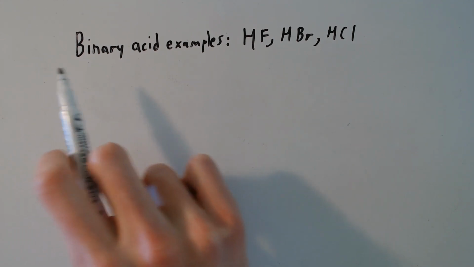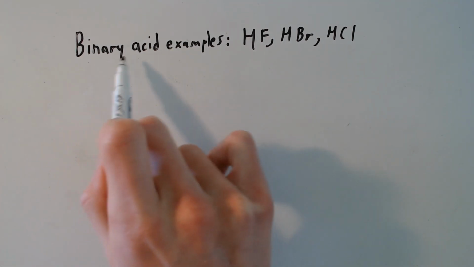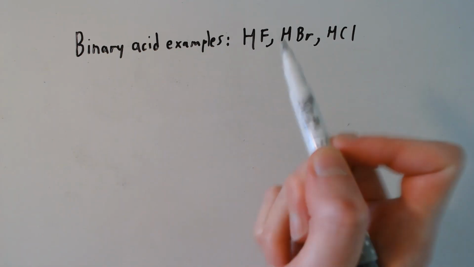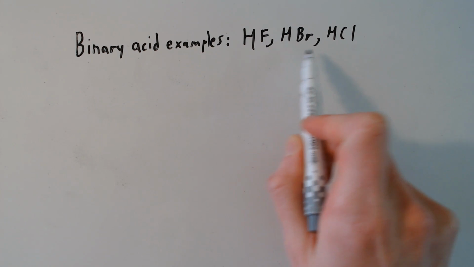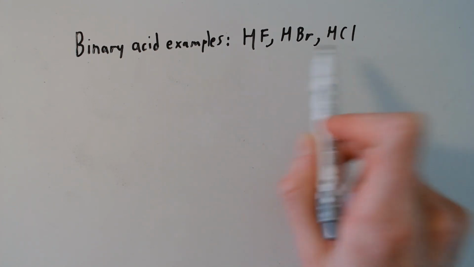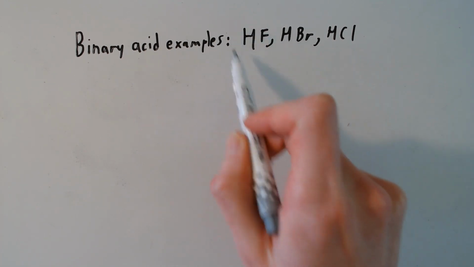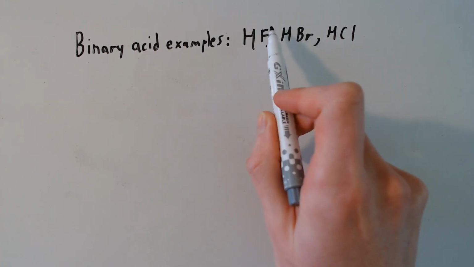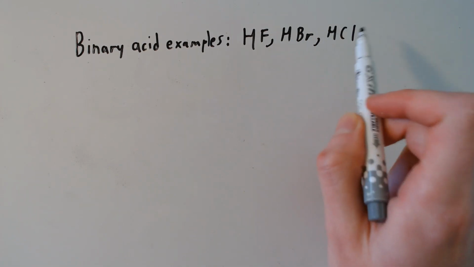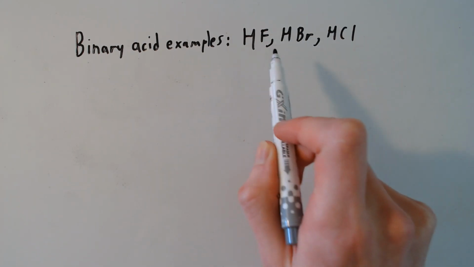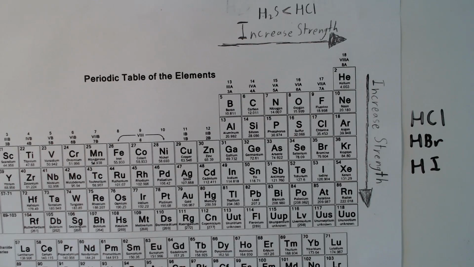So binary acids are acids that are composed of two elements, because it's binary, bi, which stands for two. Here are some examples. There's hydrofluoric acid, hydrobromic acid, hydrochloric acid, and each of those is composed of two elements. There's the H, which comes off the acid, and the F, which is the more electronegative element that attracts the H. Each of these acids is composed of two elements, hence they are binary acids.